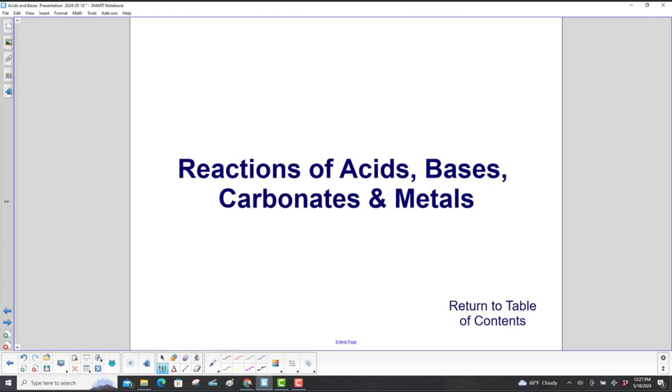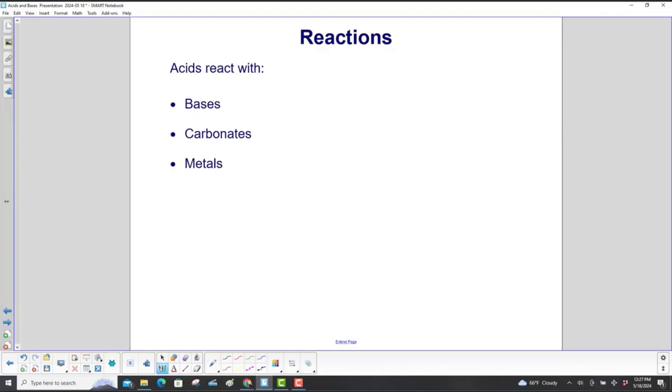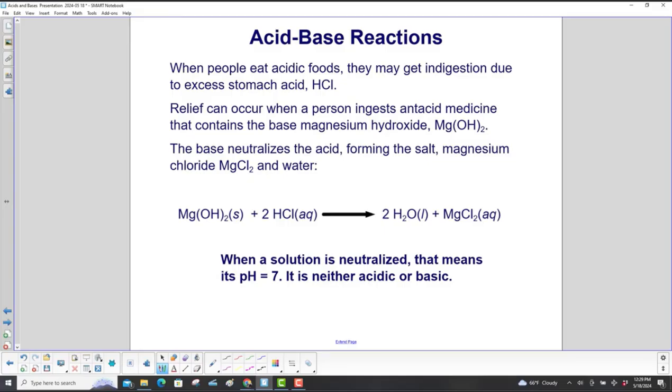Reactions of acids, bases, carbonates, and metals. Acids react with bases, carbonates, and metals. When people eat acidic foods, they may get indigestion due to excess stomach acid, HCl. Relief can occur when a person ingests antacid medicine that contains the base magnesium hydroxide. The base neutralizes the acid, here's our acid, forming the salt magnesium chloride and water.